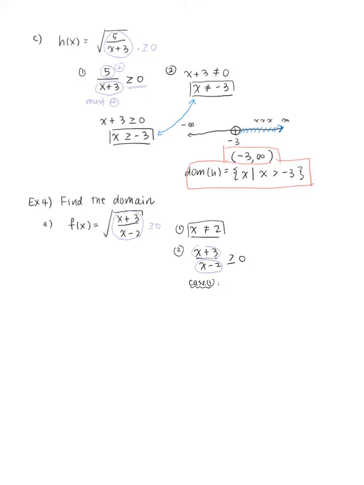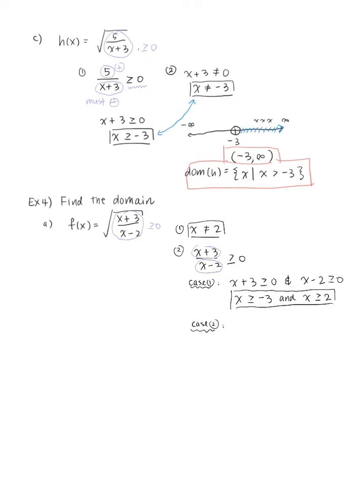So here, case 1 would be both positive. Let me write it as x plus 3 must be greater or equal to 0, and x minus 2 must be greater or equal to 0. So in this case, x better be greater or equal to negative 3, and x is greater or equal to 2. I just solved the inequalities here. So that's one case. Now let's deal with case 2.